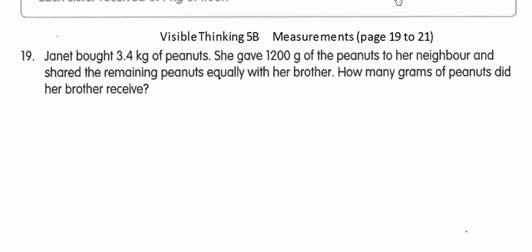Alright, so let's first look at question 19. Question 19 is rather straightforward. So let's just look at the keywords here. First, I know that Janet has 3.4 kg of peanuts, gave 120 grams to her neighbor, and shared the remaining peanuts equally with her brother. Okay? So take note, it's Janet and the brother. So there are two people altogether. So the question is asking how many grams of peanuts did her brother receive?